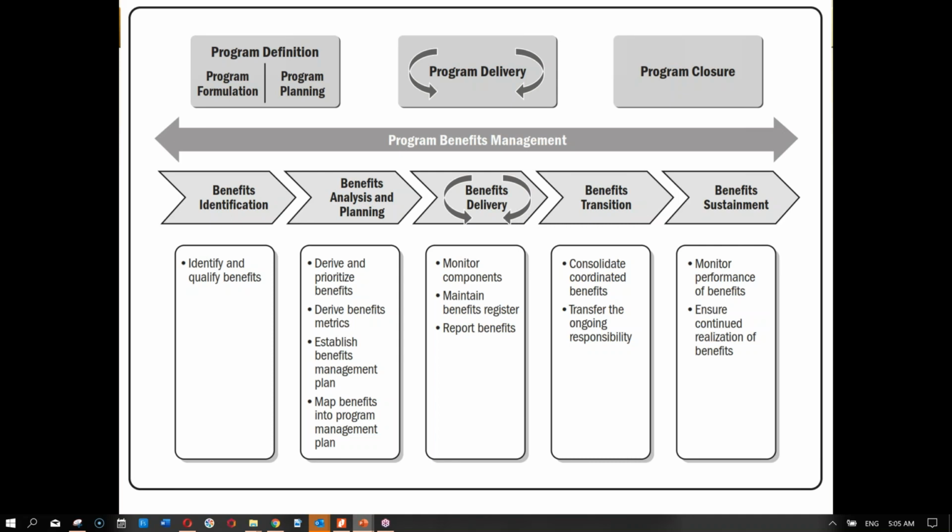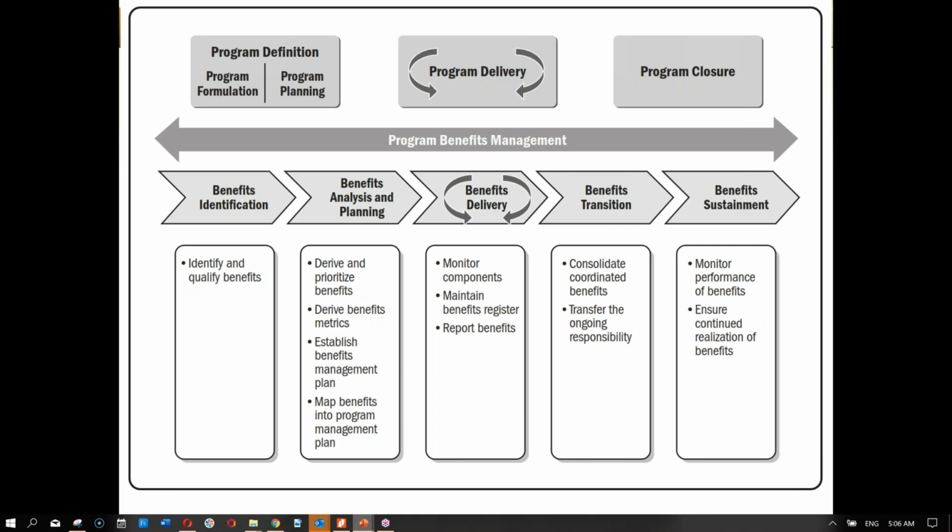When we are analyzing these benefits, we dig deeper into the analysis of each one. We define and prioritize these benefits, just like in portfolio we prioritize the projects and programs. Here we prioritize the benefits because we want maximum benefit to be delivered as soon as possible during the program's life. Prioritization will let us bring about the most beneficial outcomes in the beginning.